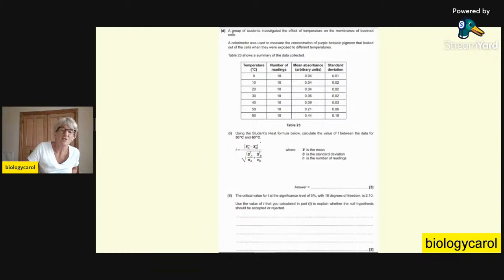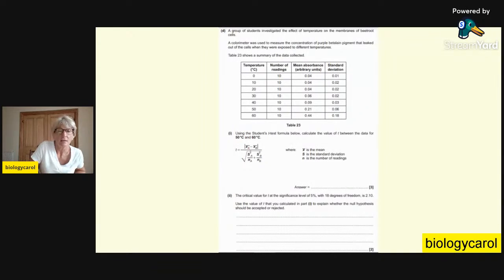Using the student's t-test formula below, calculate the value of T between the data for 50 and 60 degrees C. Now, you don't need to learn this formula. This is something that is actually talked about in more detail in year 13. This exercise is about you being able to use an unfamiliar formula. So you've got to be very careful about understanding what each of the symbols means and what the mathematical formula tells you to do.